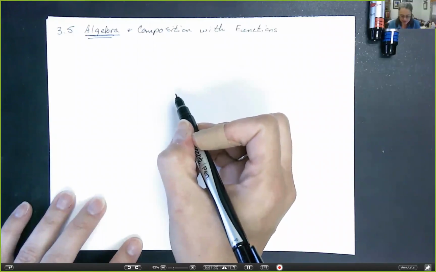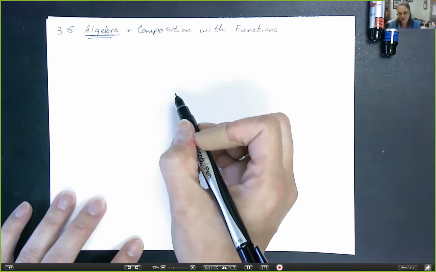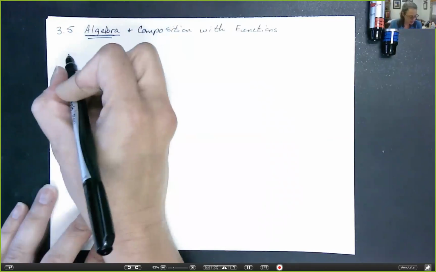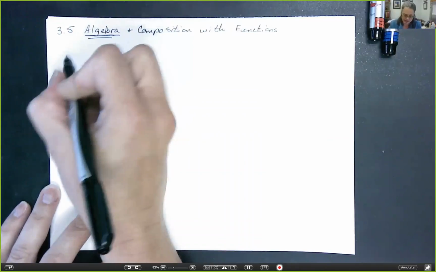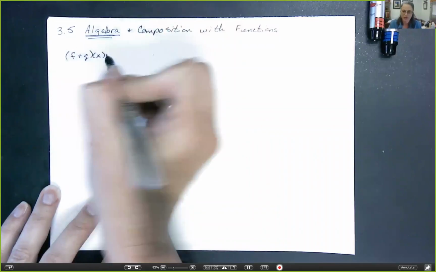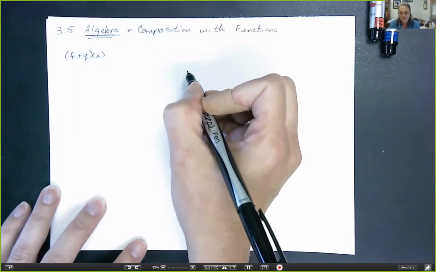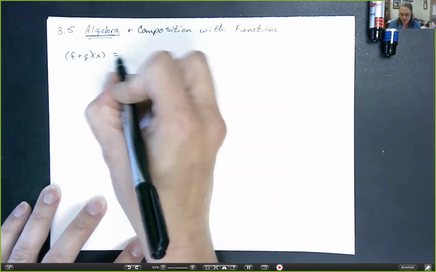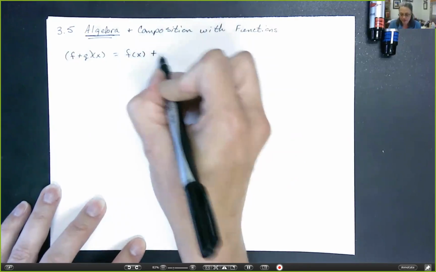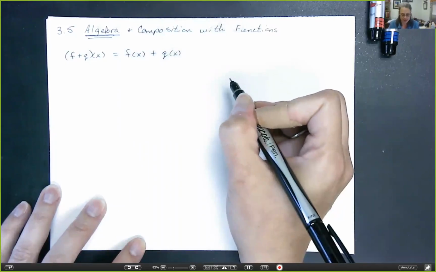So the algebra of functions really is just talking about how we use function notation to indicate addition, subtraction, multiplication, and division of functions. Your textbook on page 242 talks about this. But f plus g of x is what we're going to figure out how to interpret today. What that means is we're just going to take f of x, whatever f of x is defined to be, and we're going to add to it g of x, whatever g is defined to be.